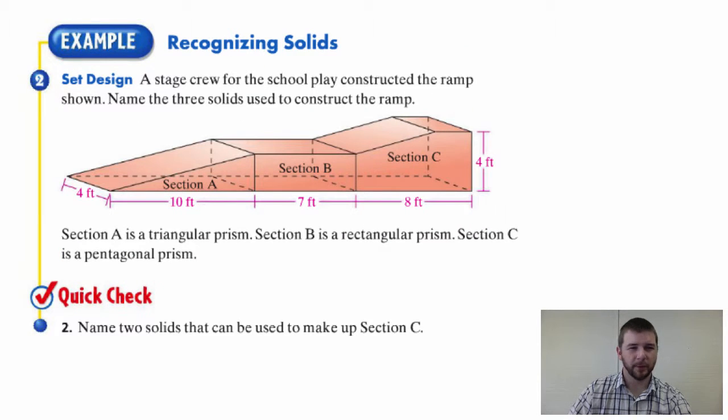Example problem 2, recognizing solids. Set design. A stage crew for the school play constructed the ramp shown. Name the 3 solids used to construct the ramp. This is a neat problem. Section A. Well, section A appears to be a triangular prism. Notice our 2 bases are triangles, so it is a triangular prism.